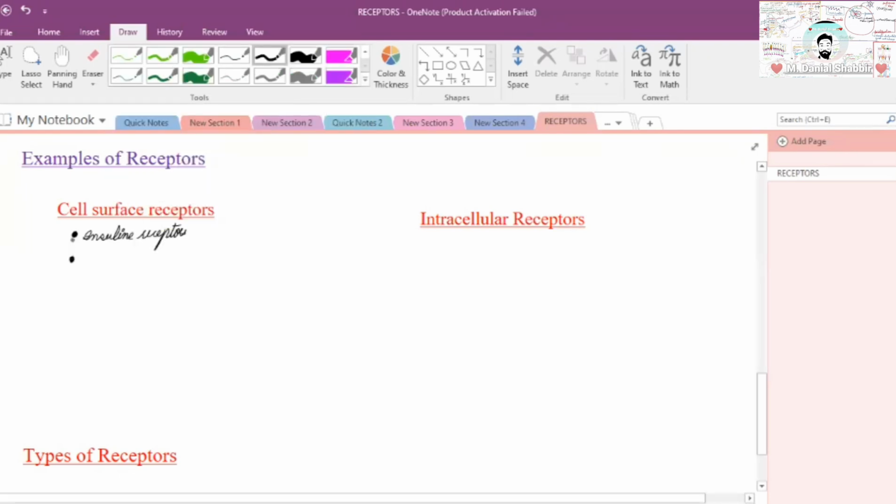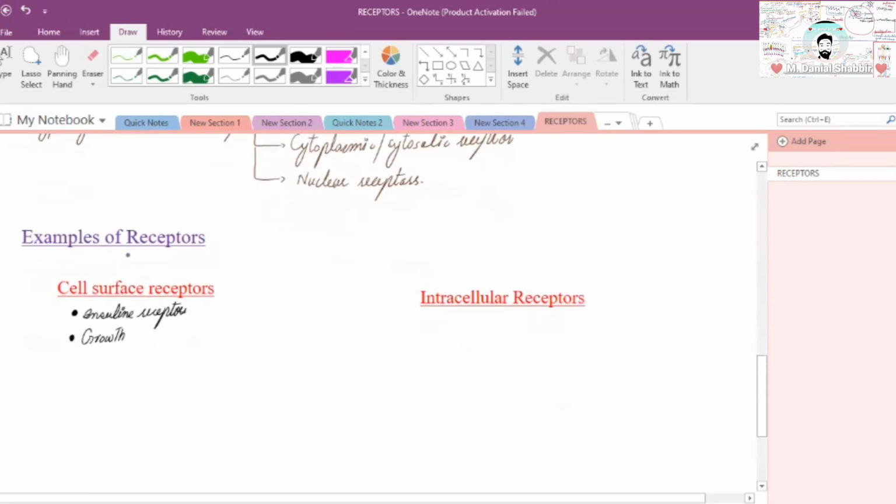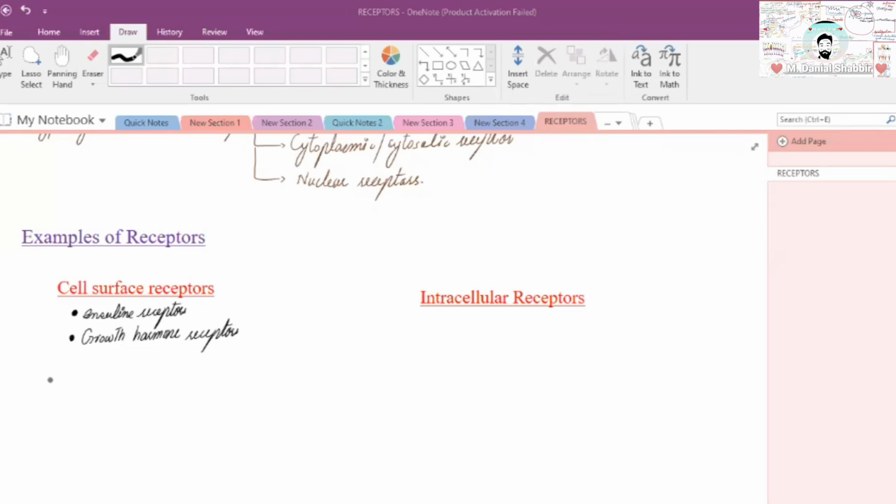Next is growth hormone receptor. The first one is insulin receptor. The next one is growth hormone receptor. It means that growth hormone works by its cell surface receptor.